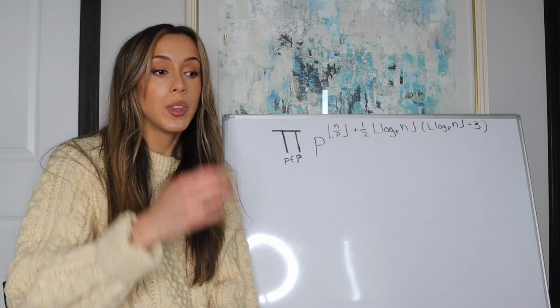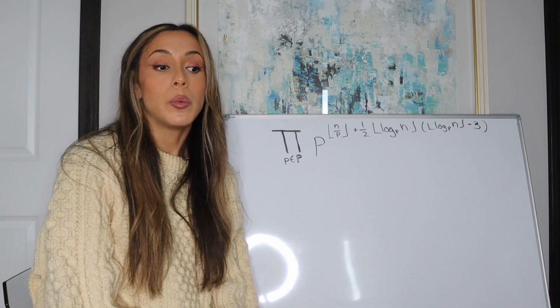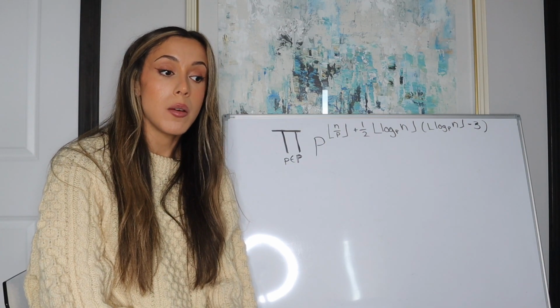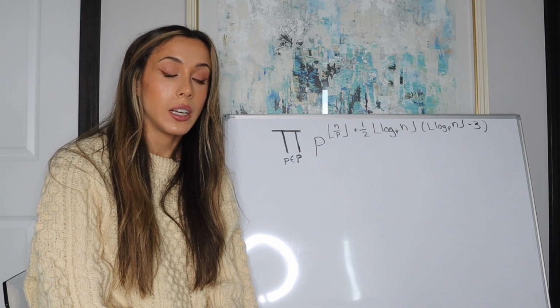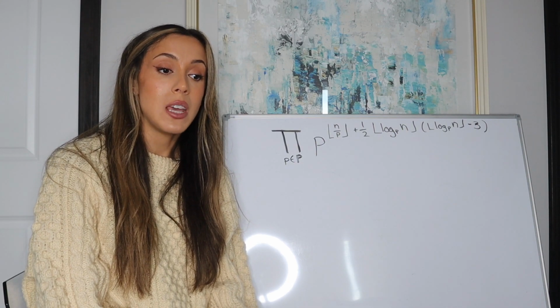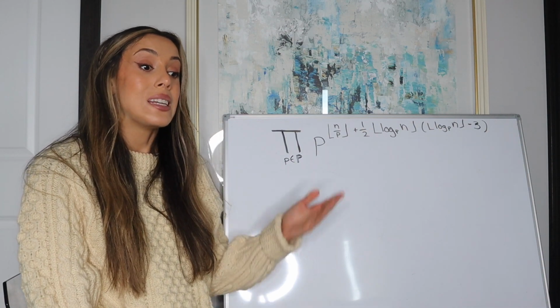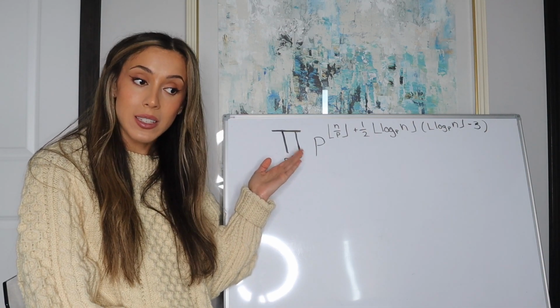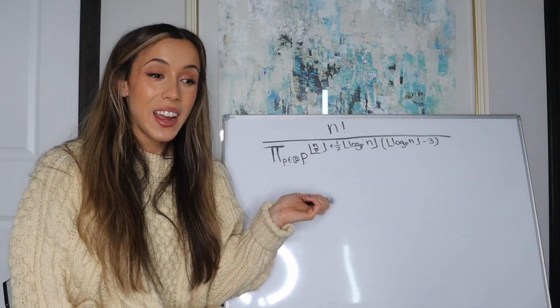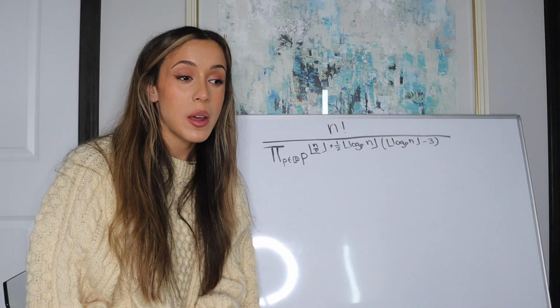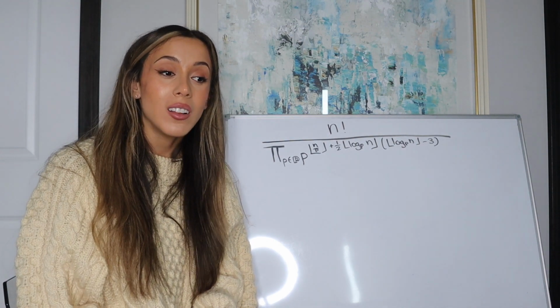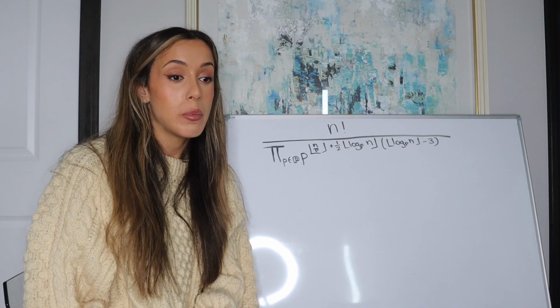In the beginning of this video, we guessed that the smallest number that is divisible by all consecutive natural numbers up to n is n factorial. We just need to divide that by this. This is our answer. This is the smallest number that is divisible by all consecutive natural numbers up to n.